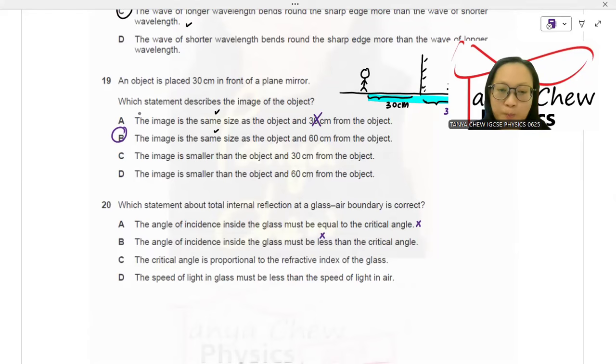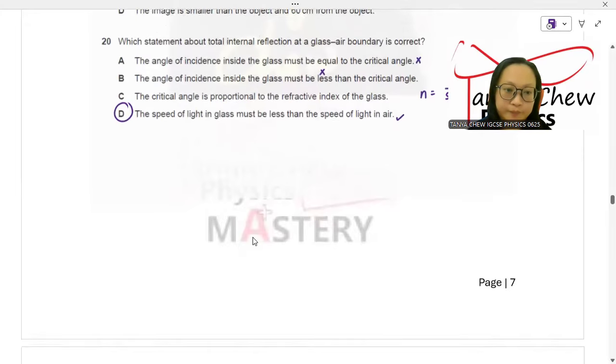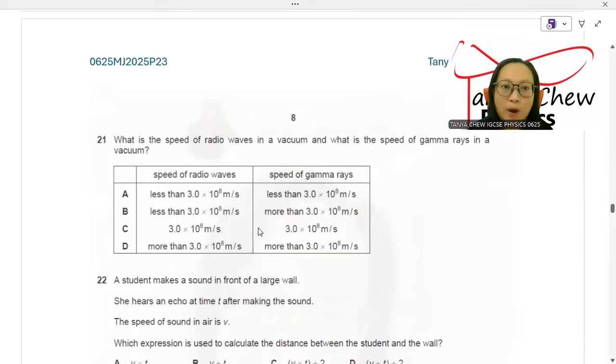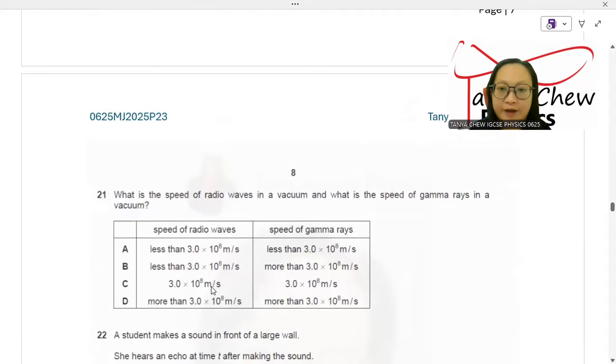C, the critical angle is proportional to the refractive index of the glass and is equal to 1 over sine C. It is not directly proportional. It is reciprocal to the sine of the critical angle. D, the speed of light in glass must be less than the speed of light in air. This is definitely true. The speed of light in air and in vacuum is the same, 3 times 10 to the power 8. The speed of light in any other medium will be lesser than that. D is the answer.